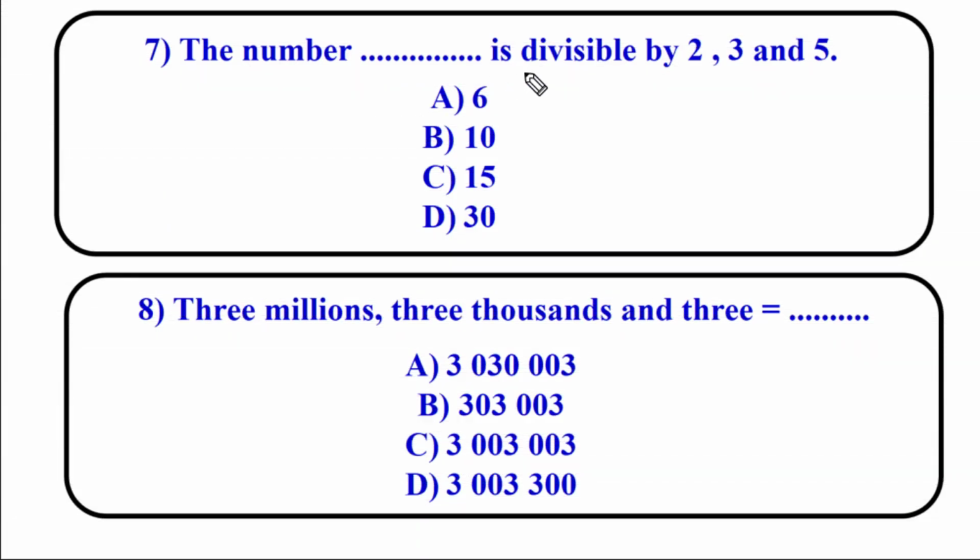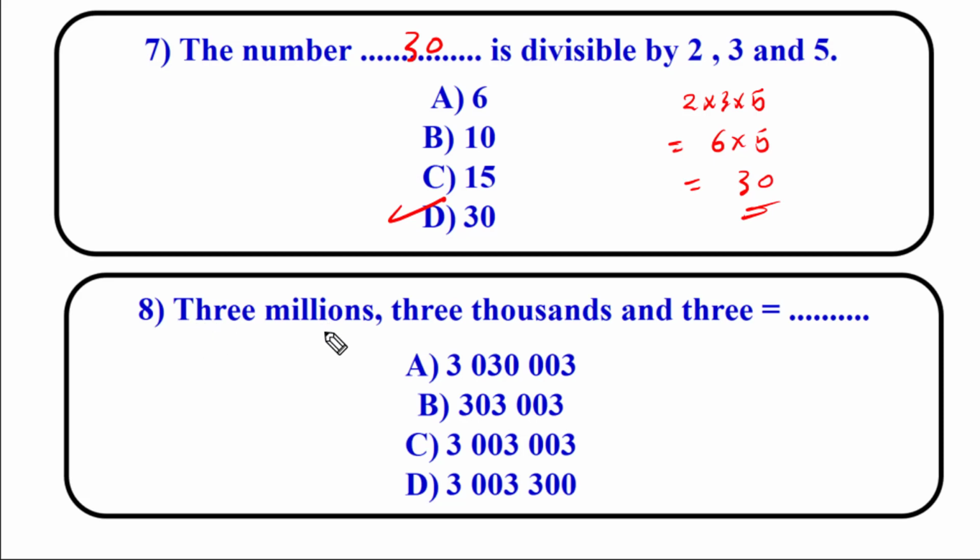Next, the number that is divisible by 2, 3 and 5. 2, 3 and 5 are what, guys? They are prime numbers. To find this number, just multiply 2, 3 and 5. So this number equals 2 times 3 times 5. 2 times 3 equals 6. 6 times 5 equals what, guys? Equals 30. So the correct answer is 30. So the number 30 is divisible by 2, 3 and 5. And 2, 3 and 5 are what, guys? They are the prime factors of 30, we studied before.